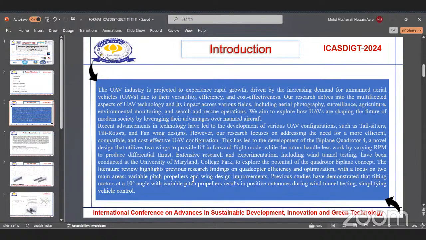Extensive research and experimentation, including wind tunnel testing, have been conducted at the University of Maryland, College Park to explore the potential of the biplane quadrotor concept. The literature review highlights previous research findings on quadcopter efficiency and optimization, with a focus on two main areas, variable pitch propellers and wing design. Previous studies have demonstrated that tilting motors at 10-degree angles and variable pitch propellers result in positive outcomes during wind tunnel testing and simplify vehicle control.